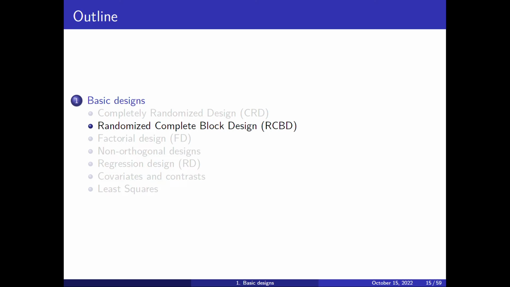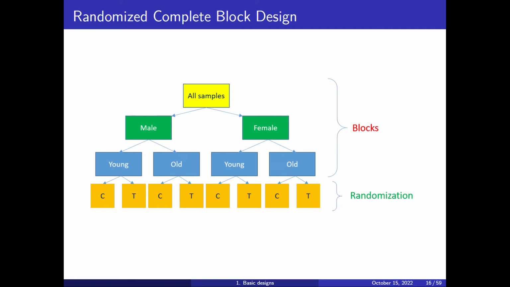Okay, we may now complicate a bit more this design. So we may know that some of the variability is caused by some other factors. So let's say that we think, we are not sure yet, but we think that sex and age may have an impact on blood pressure. That probably has. And then what you would do is to construct blocks that are as uniform as possible with respect to the variables that you think will have an impact. So if you think that sex and age will have an impact, then you would divide all samples into males and females, and then males into young and old, and females the same.